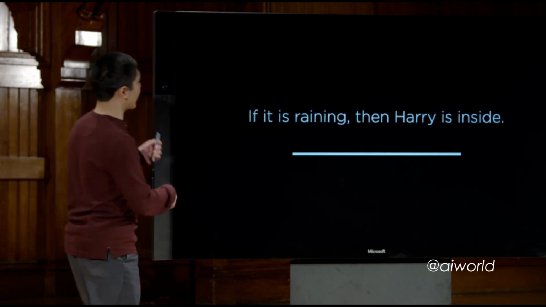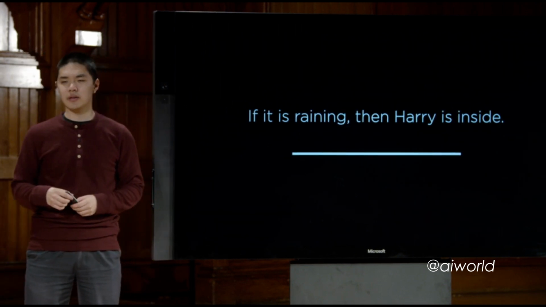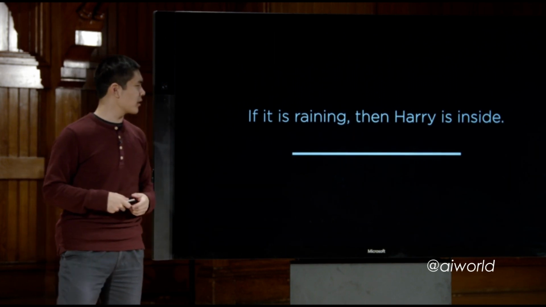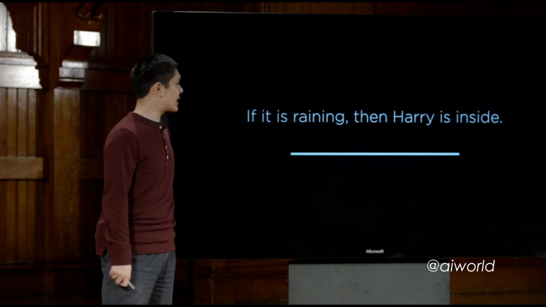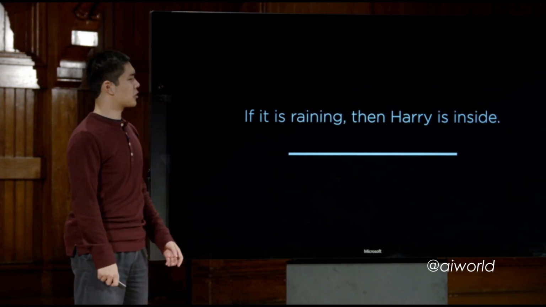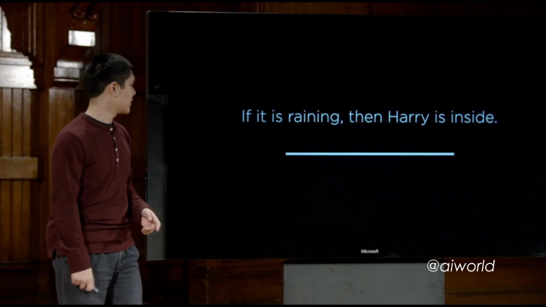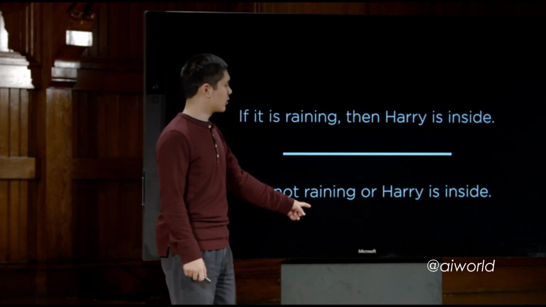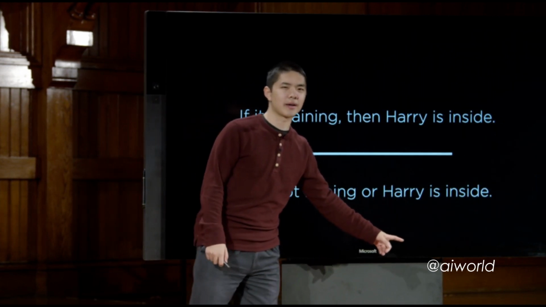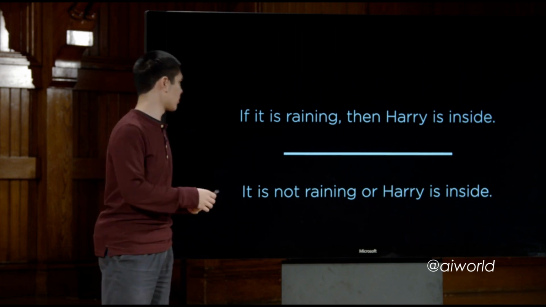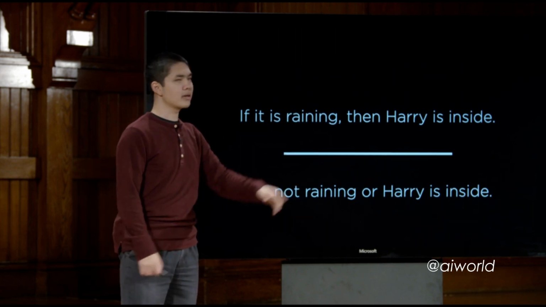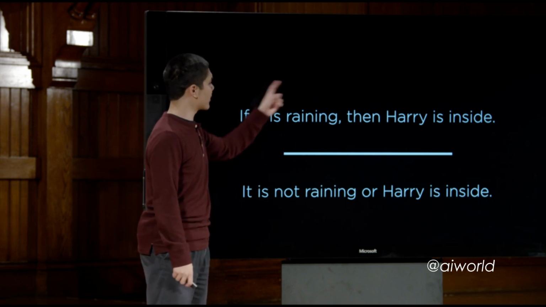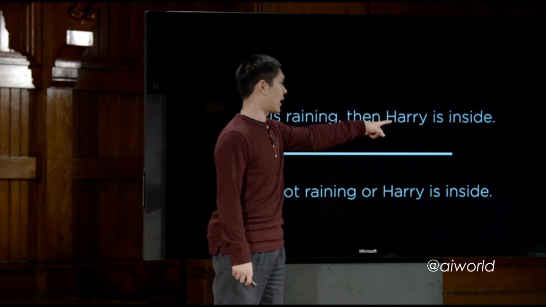If I have it is raining, then Harry is inside. How do I reframe this? Well, this one is a little bit trickier. But if I know if it is raining, then Harry is inside, then I conclude one of two things must be true. Either it is not raining, or Harry is inside. Now this one's trickier, so let's think about it a little bit. This first premise here, if it is raining, then Harry is inside, is saying that if I know that it is raining, then Harry must be inside.